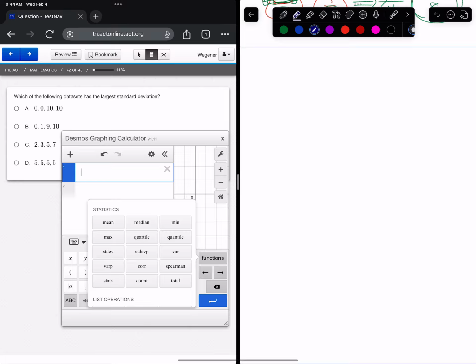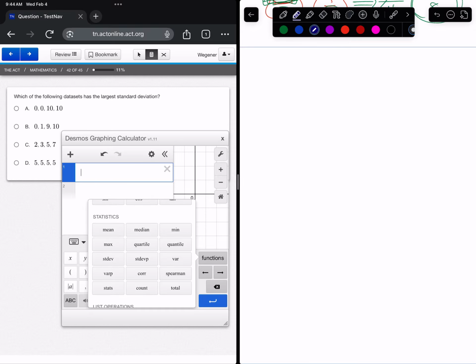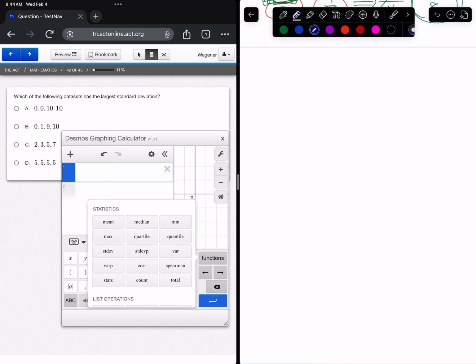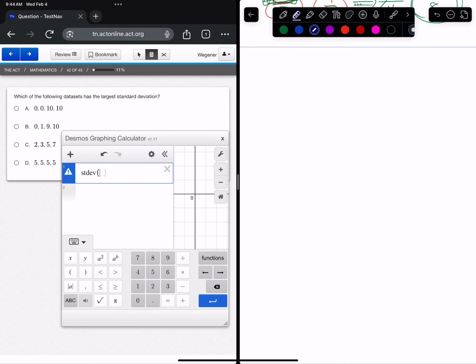Do you see STDEV? Be familiar with the locations of these functions prior to the ACT, because during the ACT, I don't want y'all to be searching for it. You just need to know where each one is. So standard deviation is right here, okay? It's asking us what's the largest standard deviation.